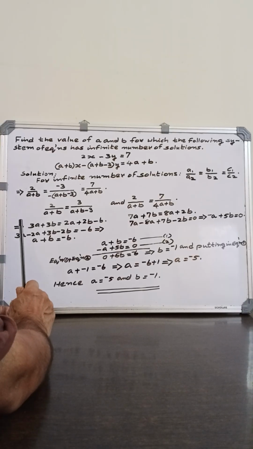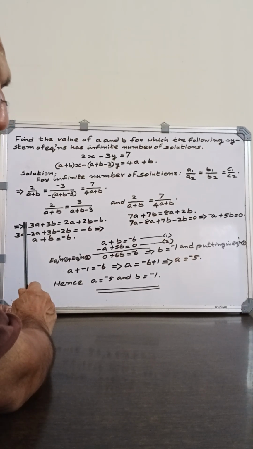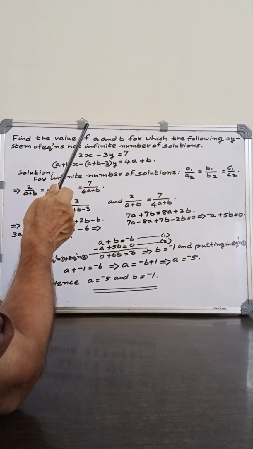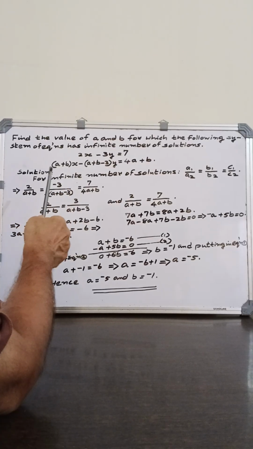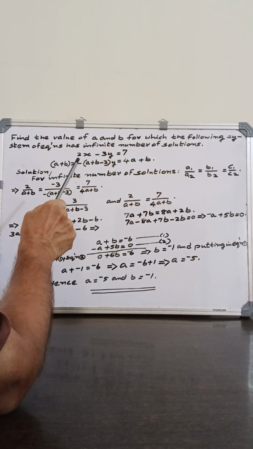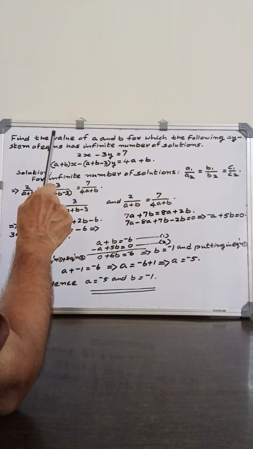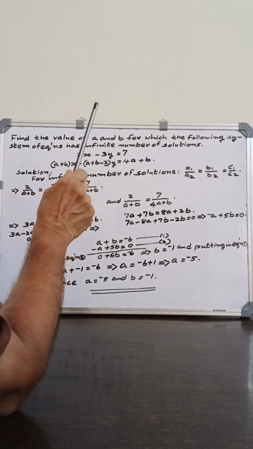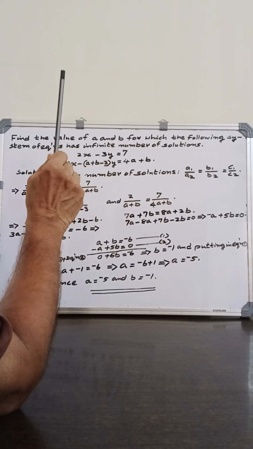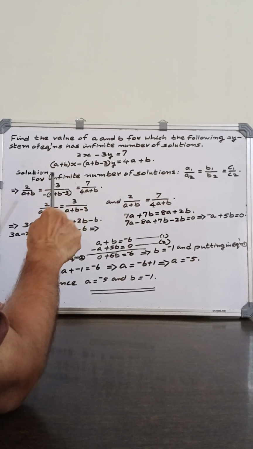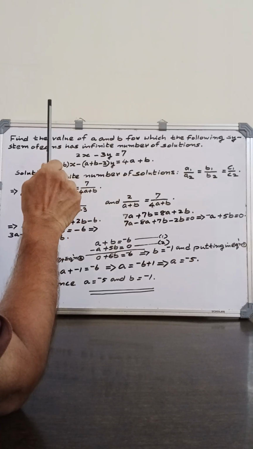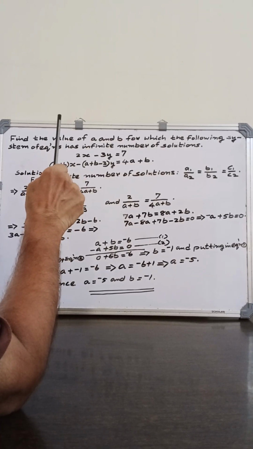Here is a question for Standard 10. Equations in two variables. I am discussing that topic here. Here is a system given, and we have to find out the values of A and B. Some variables will be there. We have to find out the values of those variables according to some condition of the given system of equations. There is a variety of questions like this, and it is quite possible to get these types of questions in the board exam.